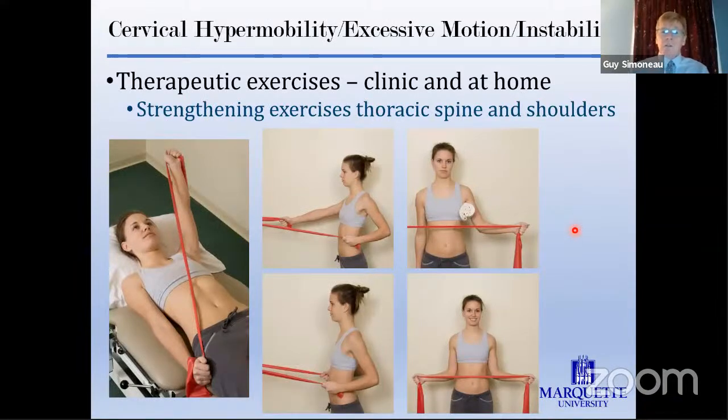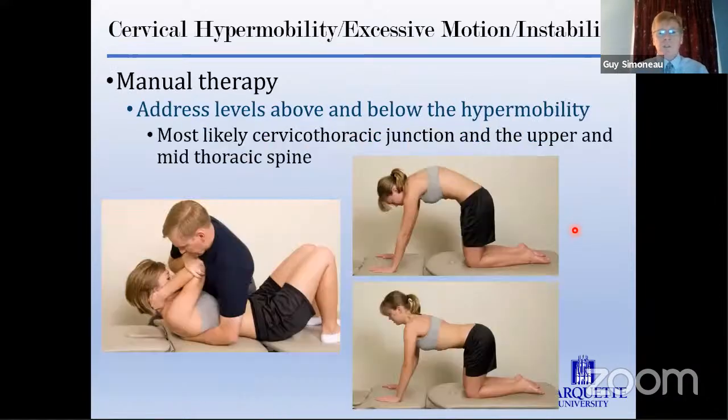Also, if you have hypermobility and a weak neck, you probably have weak shoulders as well. So address the shoulder, address the core musculature as well. If you do manual therapy techniques, look for hypomobile segments, which may be in the thoracic spine most likely.